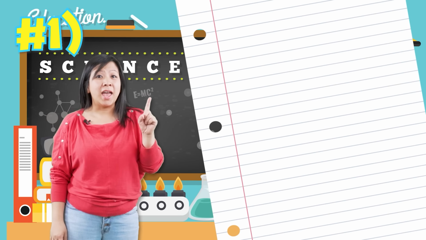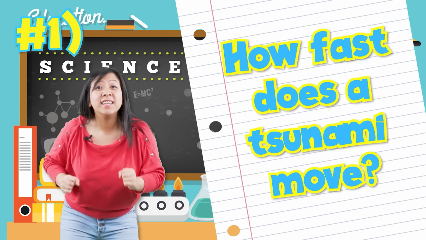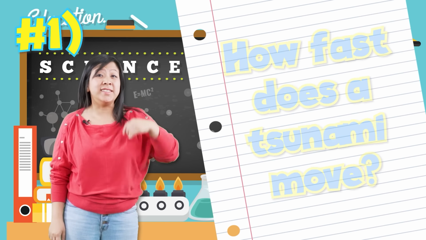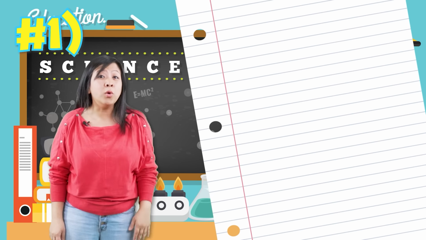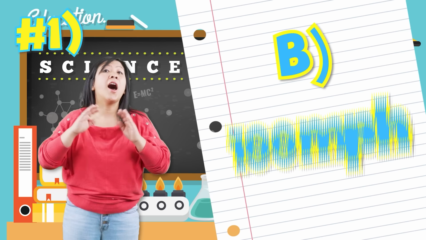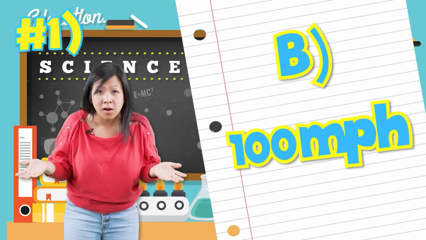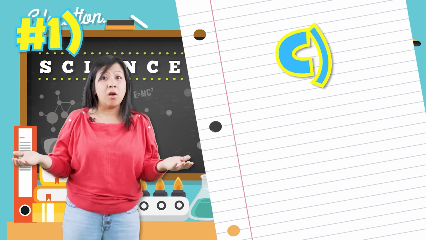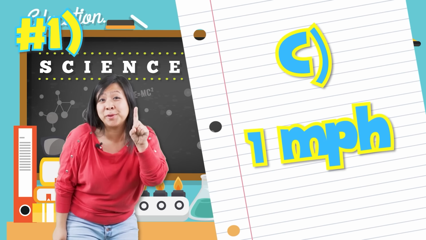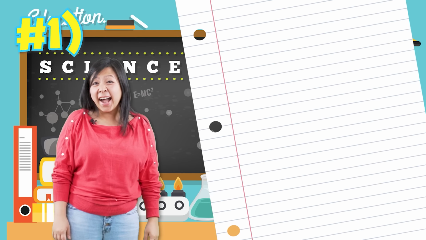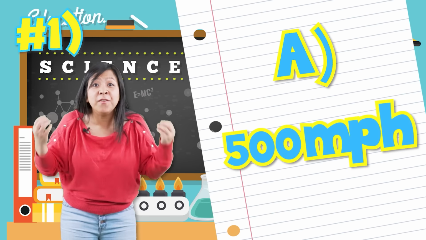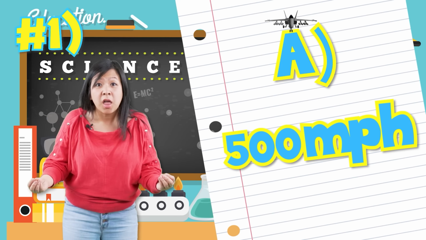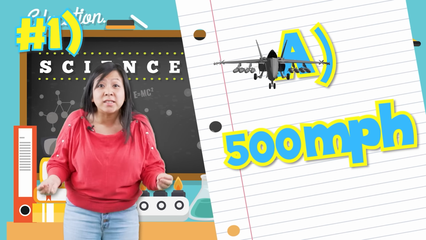Number one, how fast can a tsunami move? Is it A, 500 miles per hour? Or is it B, 100 miles per hour? Or is it C, only 1 mile per hour? Did you guess it? It is A, 500 miles per hour, as fast as a jet plane.